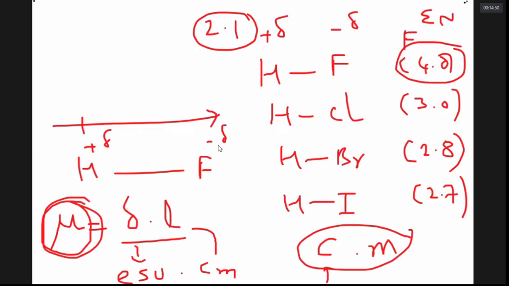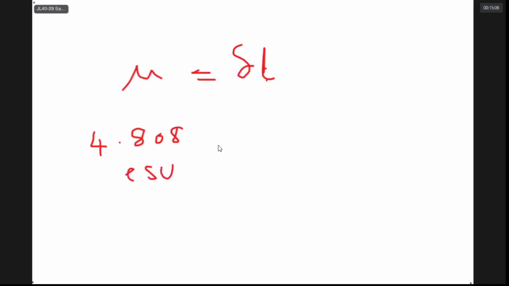Let us compare the old units with the new units. Here dipole moment is charge times length. In the old unit, the charge of an electron is 4.808 ESU. Generally, bond length is in the order of angstroms. 1 angstrom is equal to 10 to the power minus 8 centimeters.